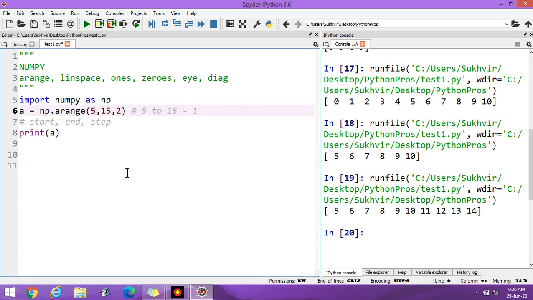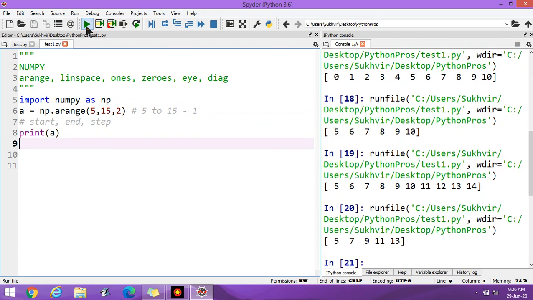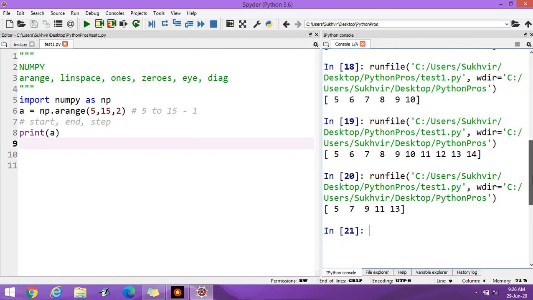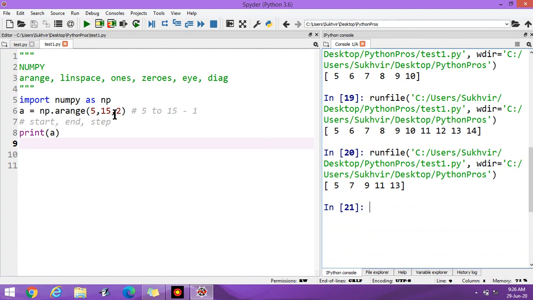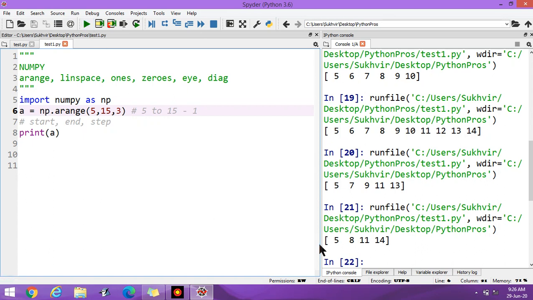Suppose I am writing 2 here. What is the meaning of this? By default it's 1. If I am writing 2, I can print 5, 7, 9, 11 and 13 like this. It means the jumping factor of 2 is there. If I am writing 3, it means if first value is 5, then next is 8, 5 plus 3, then plus 3, then plus 3.